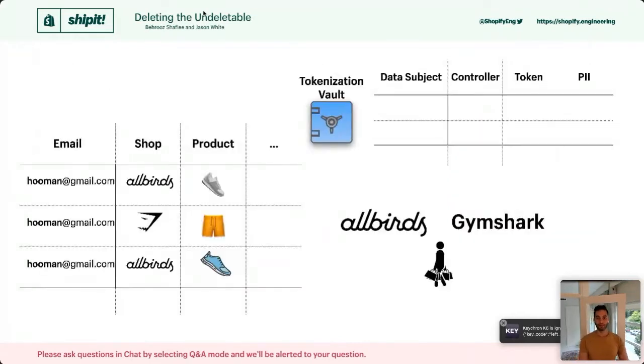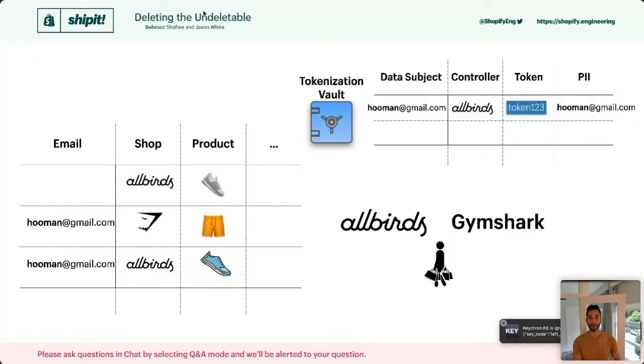To understand tokenization, here we go through an example. We have a buyer named Human who has two favorite merchants, Allbirds and Gymshark. And you can see Human's purchase history from these two merchants. We're going to apply tokenization one row at a time to this table on the left and see how it works. First we take human@gmail.com, the email, and take it to the tokenization vault. Because the tokenization engine has not seen this email under this controller or merchant, it will just generate a new token, token 123, and return it. So token 123 gets stored in the original table.